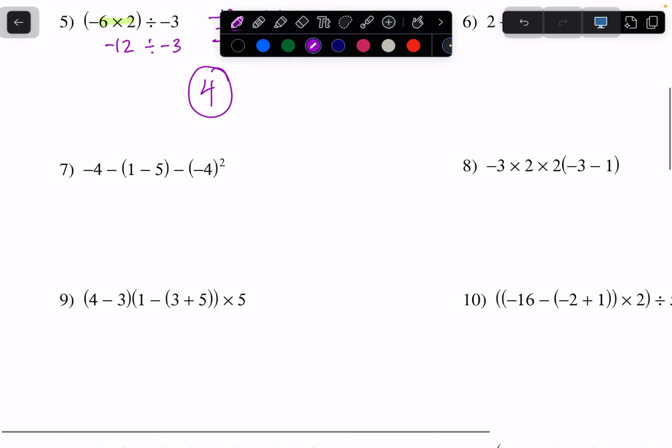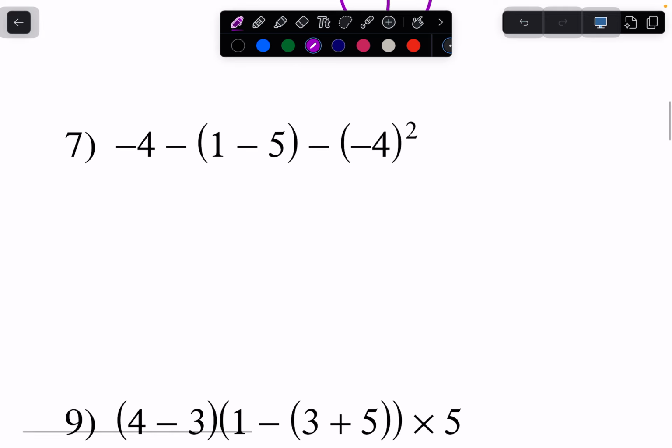Okay, let's do number 4, or number 7. So I saw both 4s. Okay. We're going to do inside this parenthesis here, we're going to get negative 4. Because remember, if you're adding with different signs, you subtract and keep the sign of the bigger thing. So the 5, 1, it stayed negative.